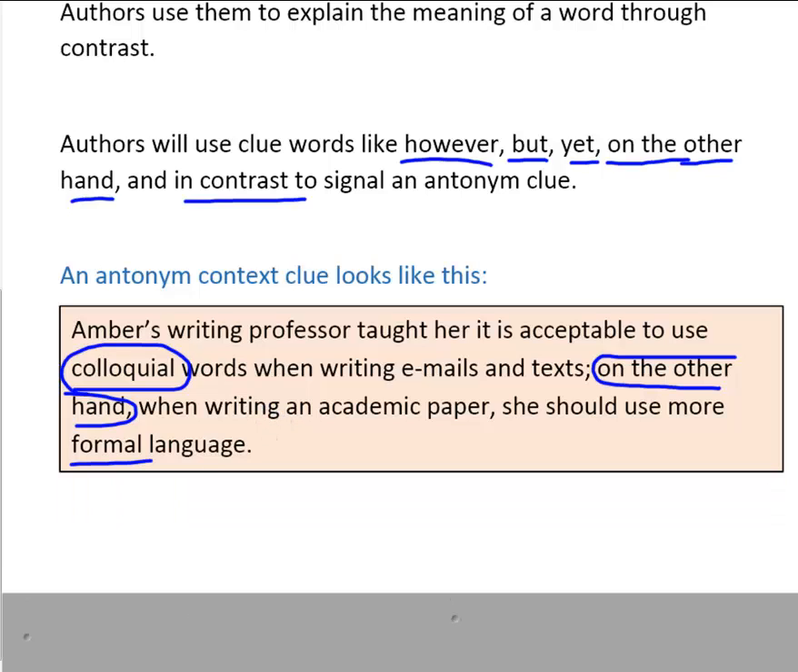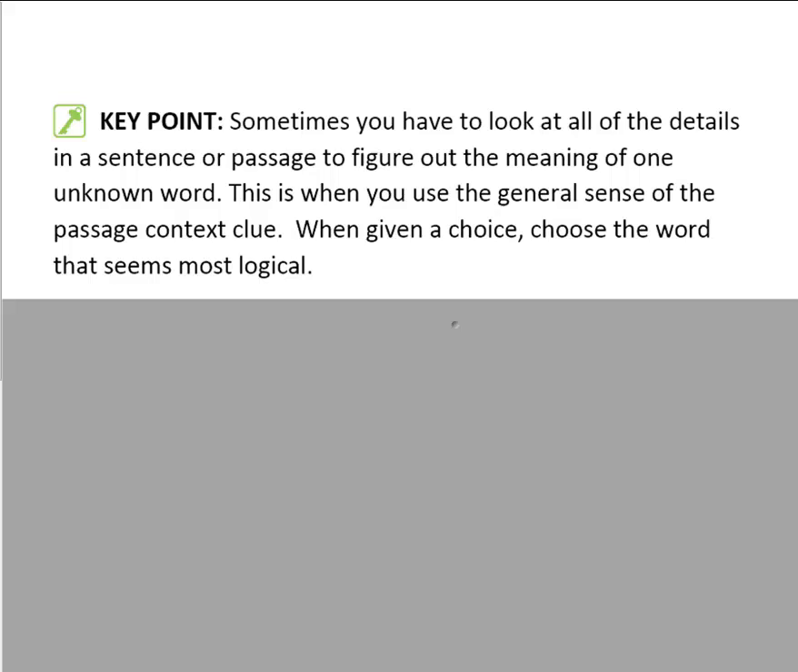Okay. Our next type of context clue is the general sense of the passage. Sometimes you have to look at all of the details in a sentence or passage to figure out the meaning of one unknown word. When given a choice, you want to choose the word that seems the most logical. An example will better illustrate what I mean here.